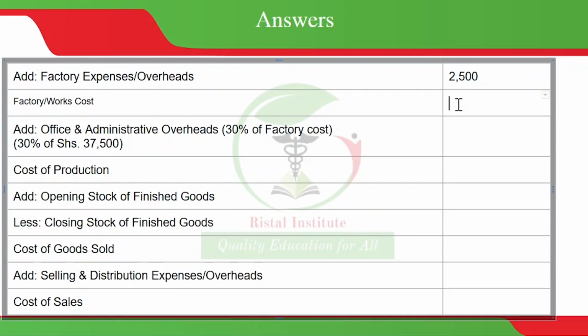To get the factory overheads, it means that when we add this, 35 plus 2,500, we shall get 37,500 as our factory cost or work cost.